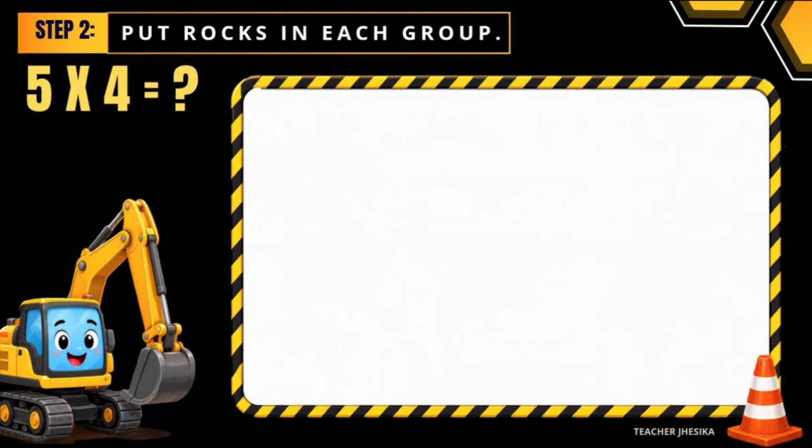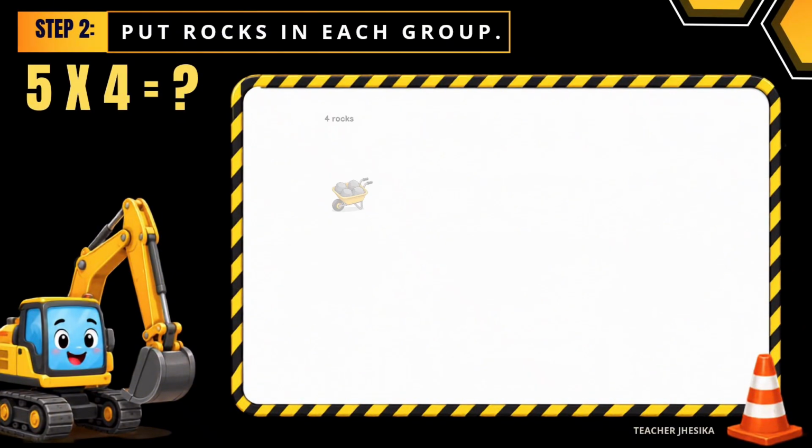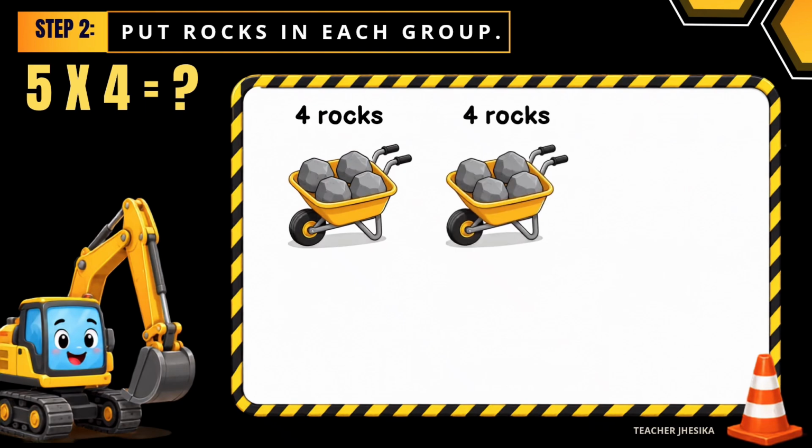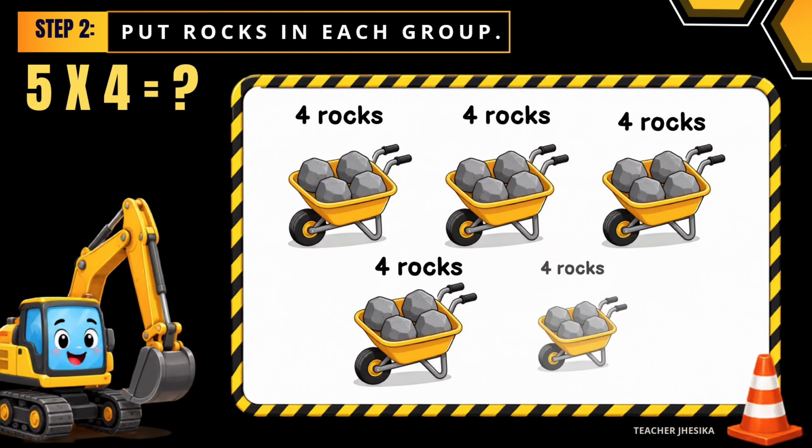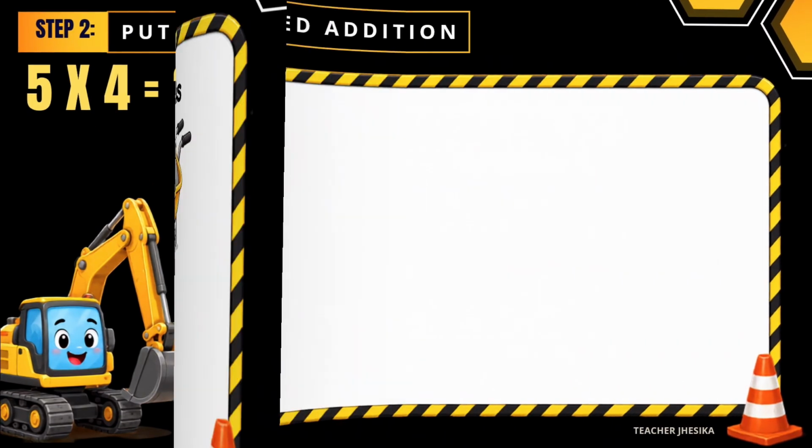Step 2. Put rocks in each group. Look at the second number. The second number is 4. It tells us how many rocks we need to put in each group. Let's place 4 rocks in every wheelbarrow. Now we have 4 rocks in the first wheelbarrow, 4 rocks in the second wheelbarrow, 4 rocks in the third wheelbarrow, 4 rocks in the fourth wheelbarrow, and 4 rocks in the fifth wheelbarrow.